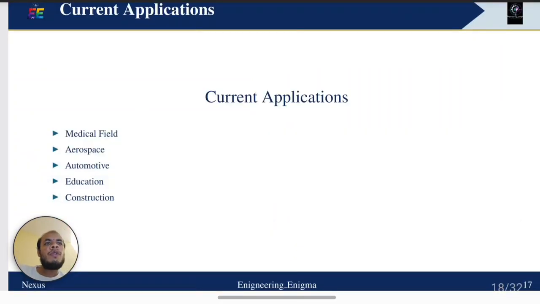So moving on to the current applications. Let us see where 3D printing is used today. Some important areas include healthcare, aerospace, automotive, education, as well as construction.